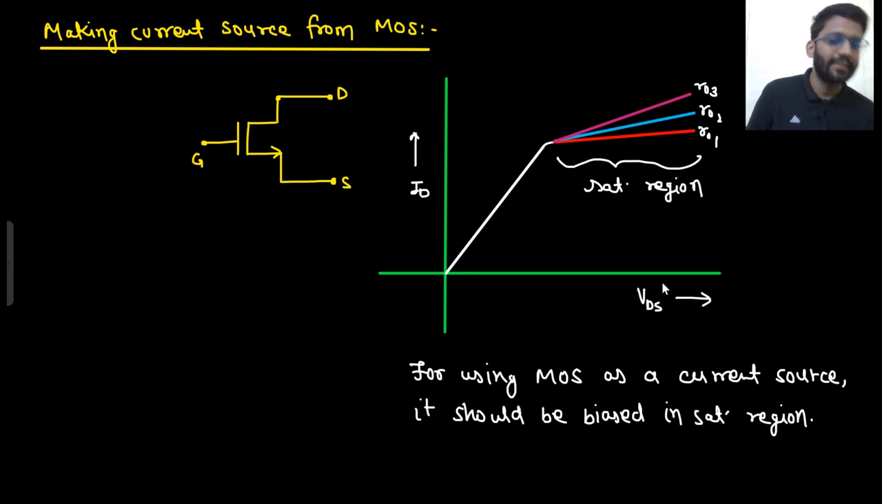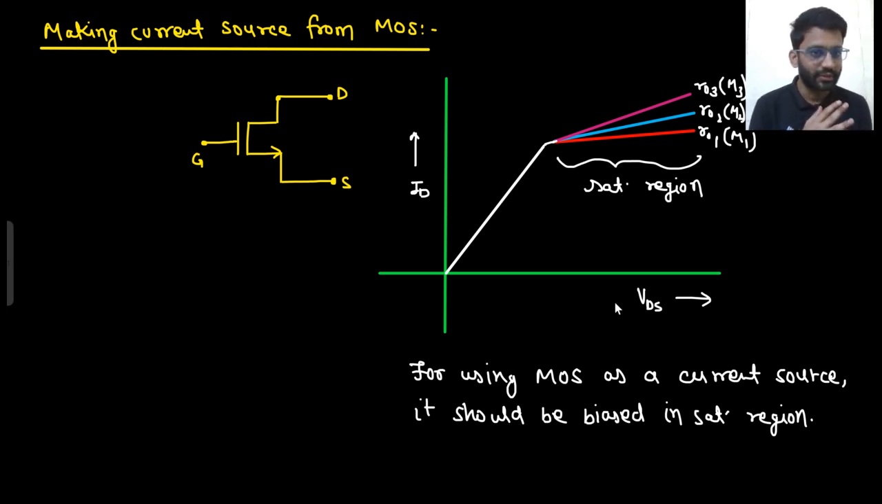Now I have made these characteristics for three different MOS. For one of the MOS, this is the curve in saturation region, it is going like this. For the next MOS, it is going like this. And for the next MOS, it is going like this. So which one is the best? Let's call this MOS M1, this MOS M2, and this MOS M3. So tell me, which MOS will act as the best current source?